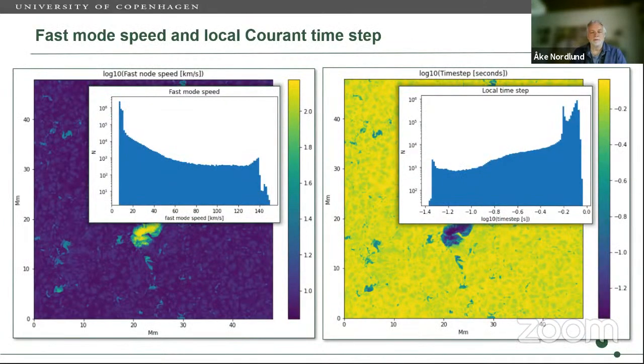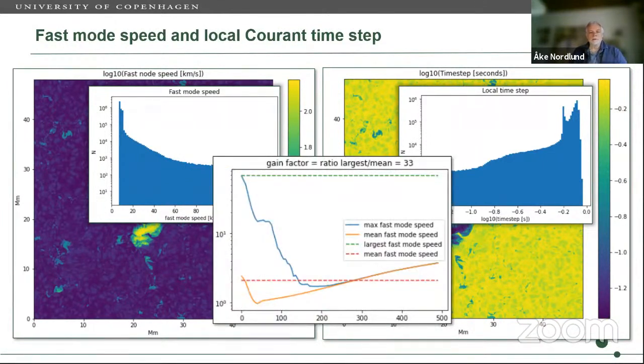If we convert that to time step, we see, of course, just the inverted histogram. So there are a small fraction of cells that require a small time step. And indeed, if we were able to use the average time step or the average fast mode speed, it turns out that the average fast mode speed in this figure is actually 9.8 kilometers per second. So these very high numbers don't enter into the average because they are so few.